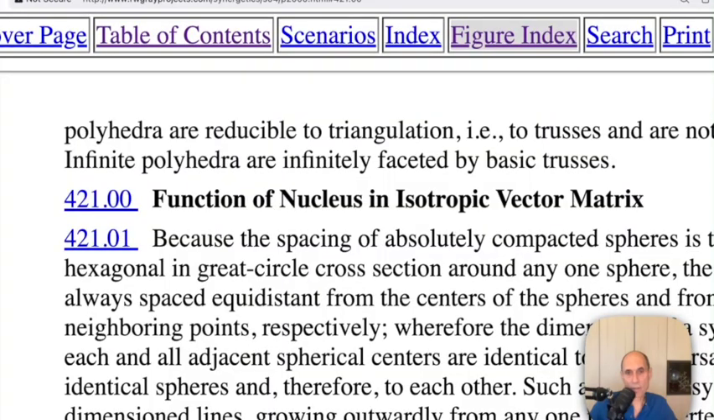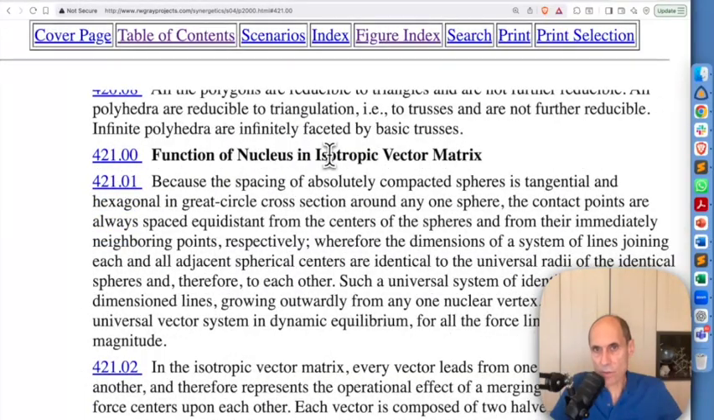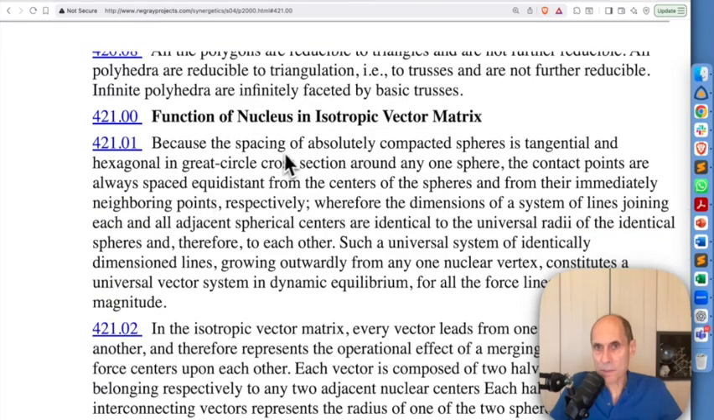We now read section 421. Function of nucleus in isotropic vector matrix. 421.1. Because the spacing of absolutely compacted spheres is tangential and hexagonal in great circle cross-section around any one sphere, the contact points are always spaced equidistant from the centers of the spheres and from their immediately neighboring points respectively. Wherefore the dimensions of a system of lines joining each and all adjacent spherical centers are identical to the universal radii of the identical spheres and therefore to each other.